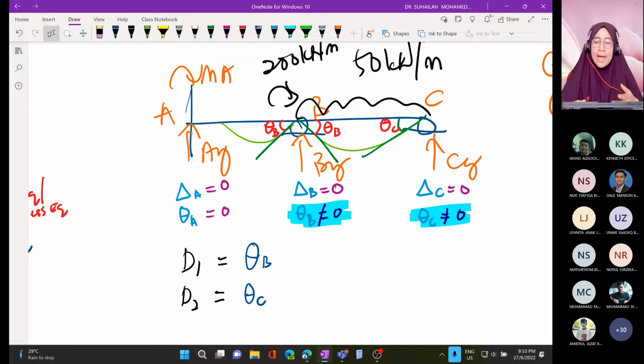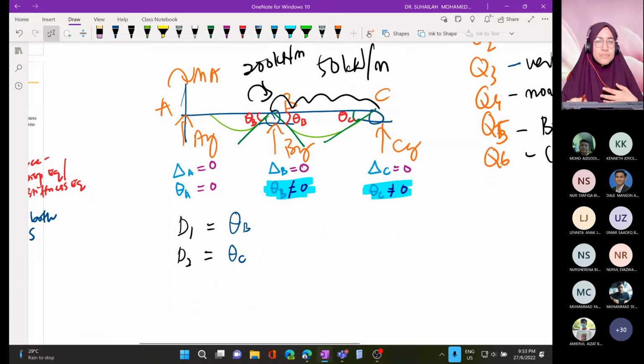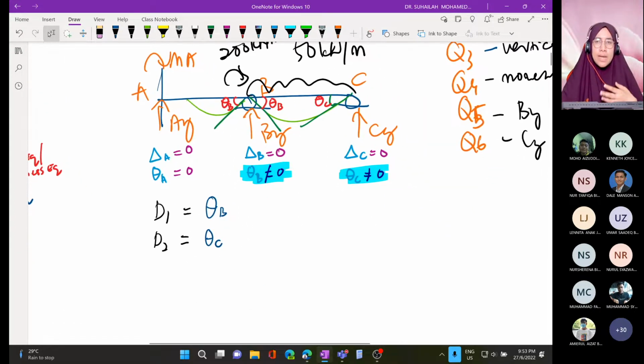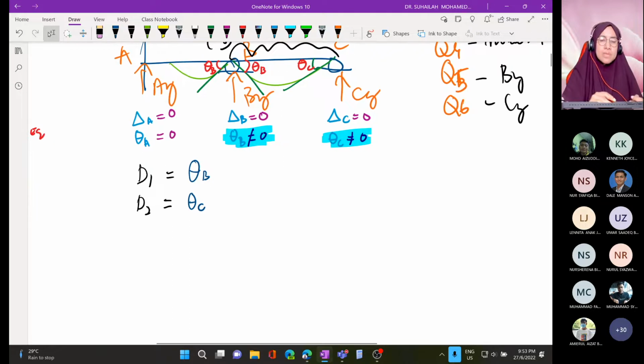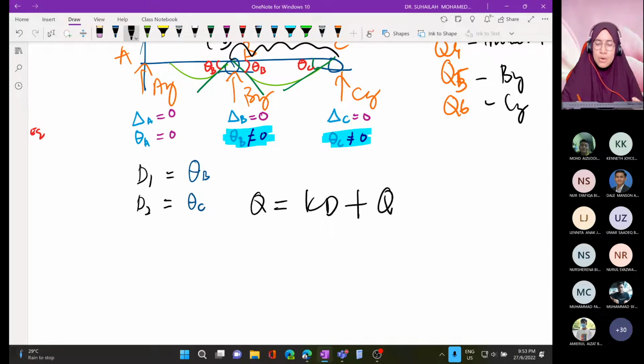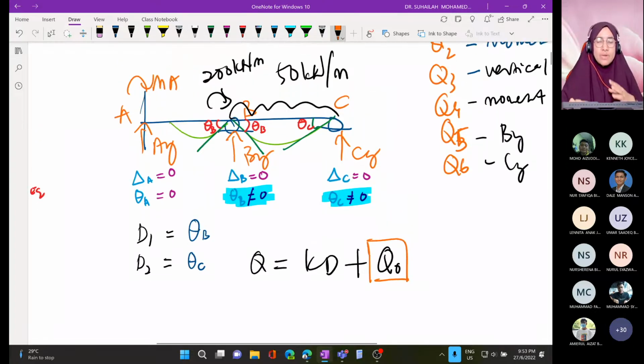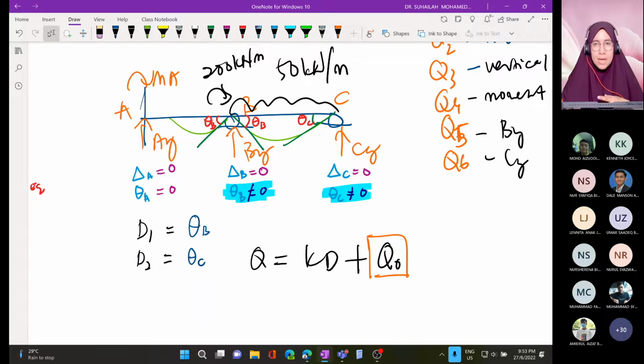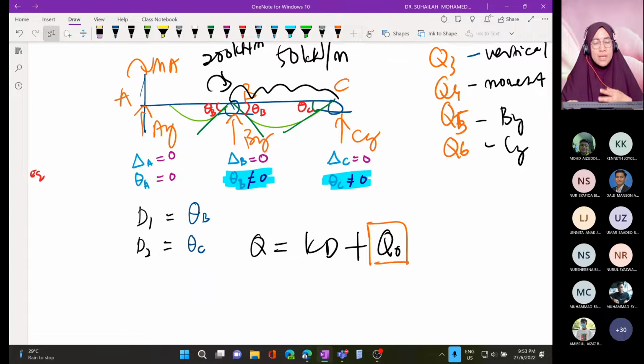Before we can apply the value into the diagram, we have to substitute into of course Q is equal to KD. And actually we can also analyze considering Q naught, kalau kita nak buat analysis of UDL separately. So we get Q naught as well.